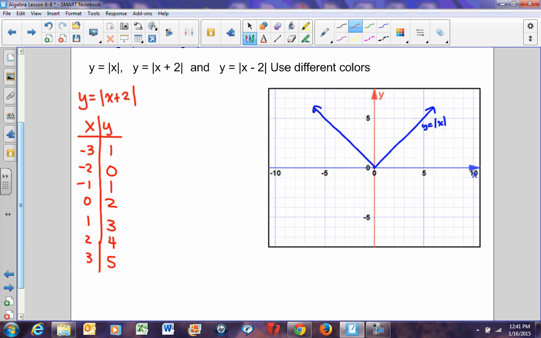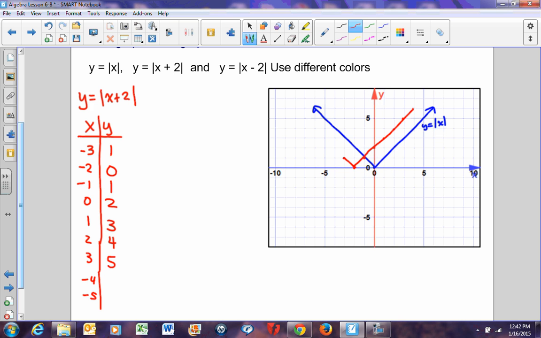So I will graph this. -3, 1. -2, 0. -1, 1. 0, 2. 1, 3. 2, 4. 3, 5. So if you just graph the dots itself, it would look like a giant check mark. However, we want it to look like more than just a giant check mark so that you can actually understand it. So I'm just going to say, okay, what would happen if I added a couple numbers, -4 and -5?